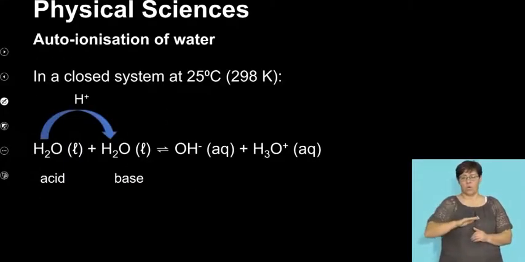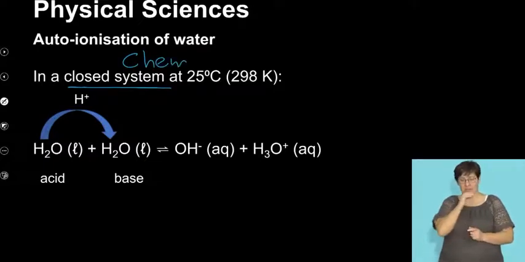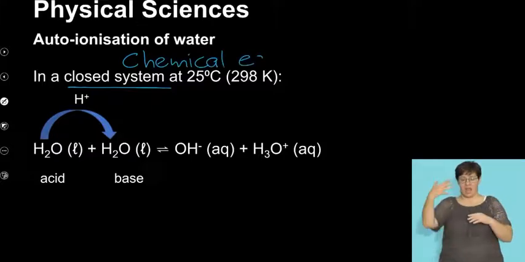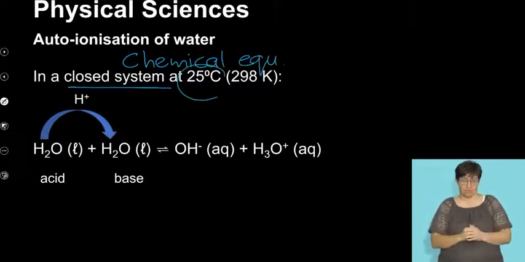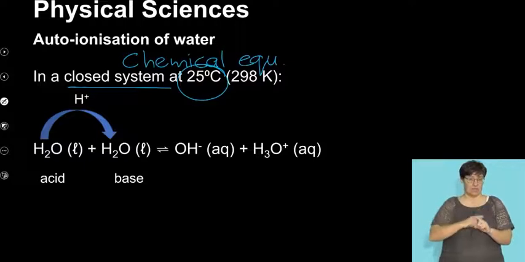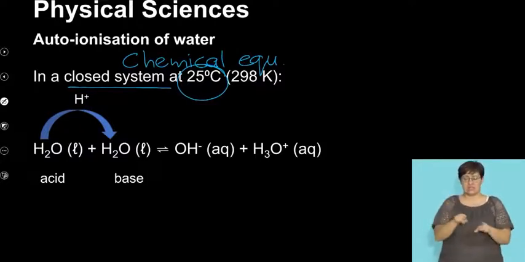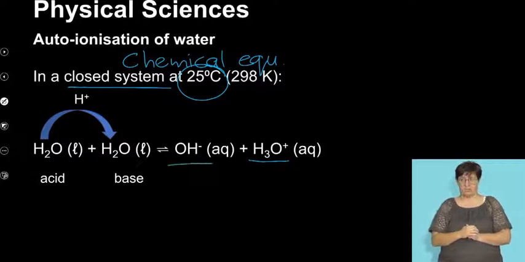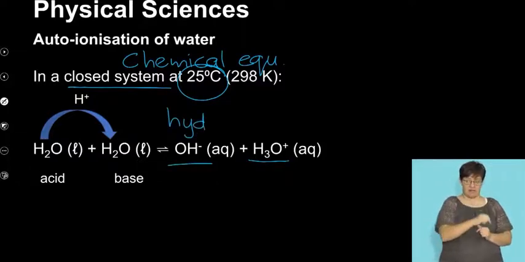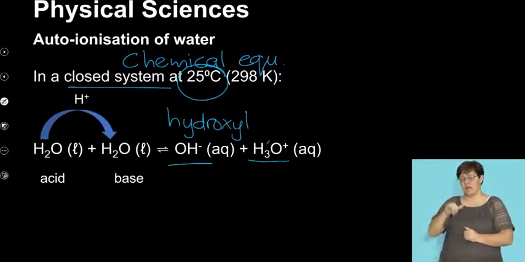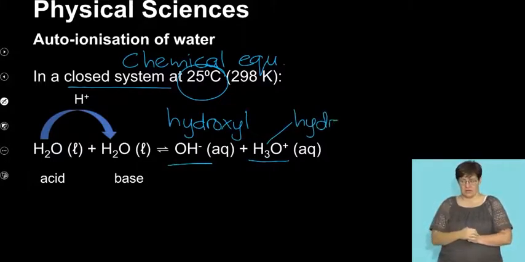Right, when we look at the autoionization of water, this is a reaction in a closed system. Remember, we are talking about chemical equilibrium here. It's a closed system. And I want you to know that we're doing this at a constant temperature of 25 degrees or 298 Kelvin. When water reacts with water, it will form hydronium ions and hydroxide ions. So this is the hydroxide ion and this is the hydronium ion.